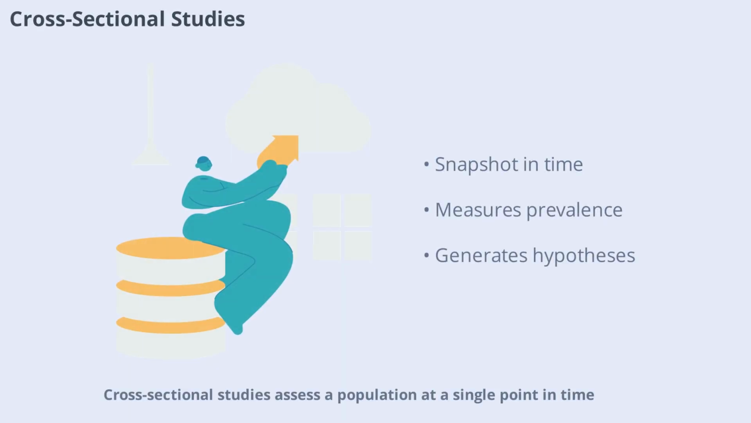Cross-sectional studies assess a population at a single point in time. They are useful for measuring the prevalence of diseases or health-related factors and for generating hypotheses. While they cannot establish causality, cross-sectional studies are relatively quick and cost-effective, making them popular in public health research.